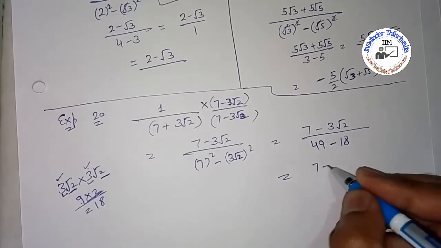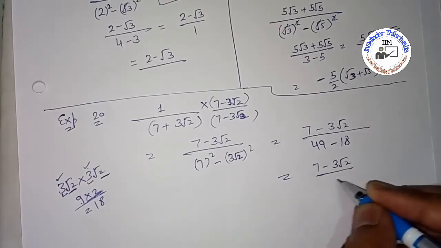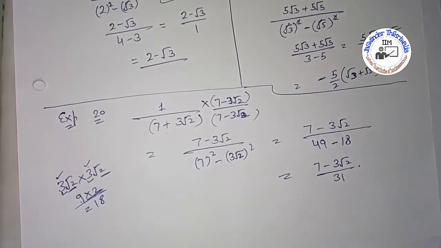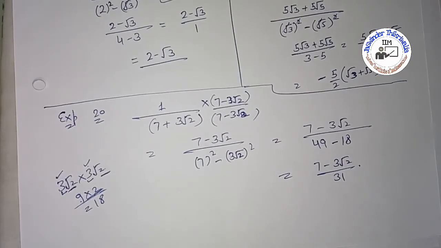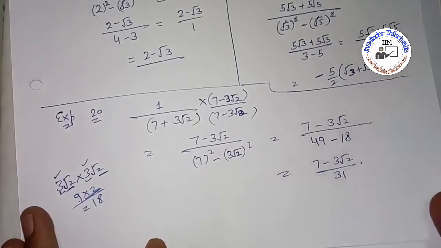So what will you get? 7 minus 3 root 2 upon 31. It's your answer. Now we will discuss a few problems from our exercise 1.5. I hope you can do it yourself also. Okay, I am giving you a hint.